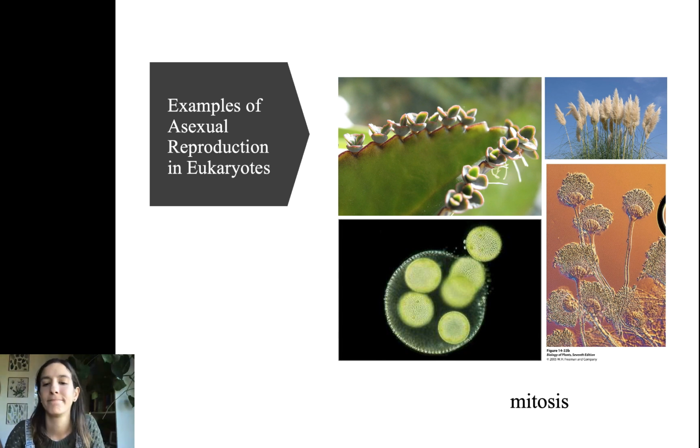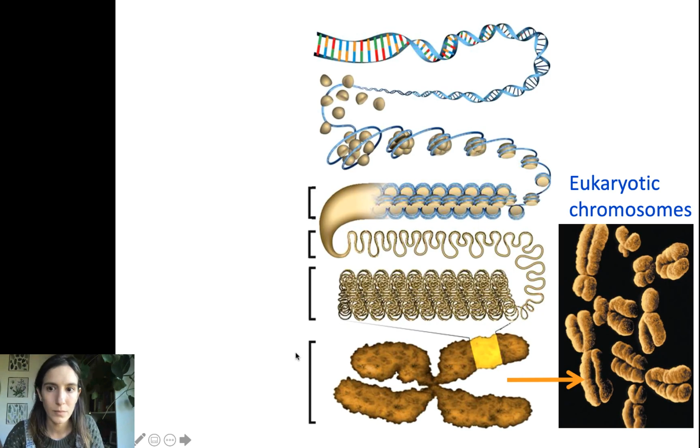Interesting. Now, all of these examples of asexual reproduction in eukaryotes represent cell division, the cell division mitosis, which we've already talked about this semester. And we're going to talk about another type of cell division. And I just wanted to really quickly talk about what DNA is.